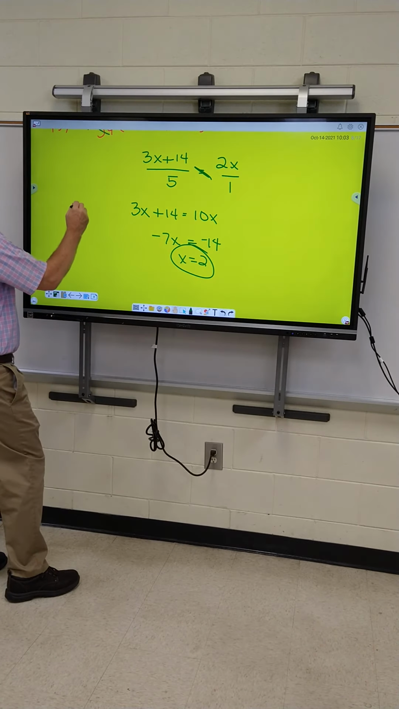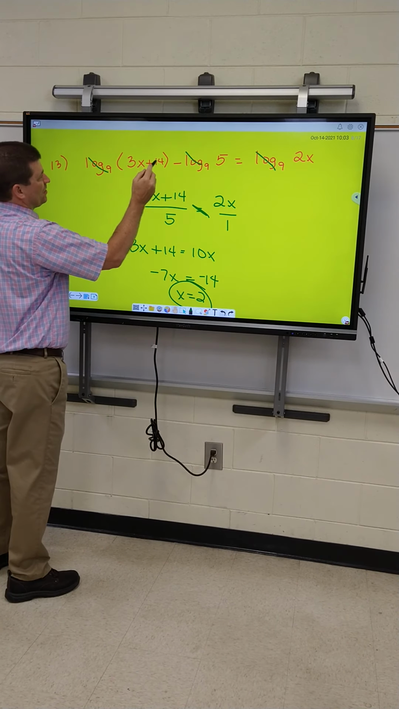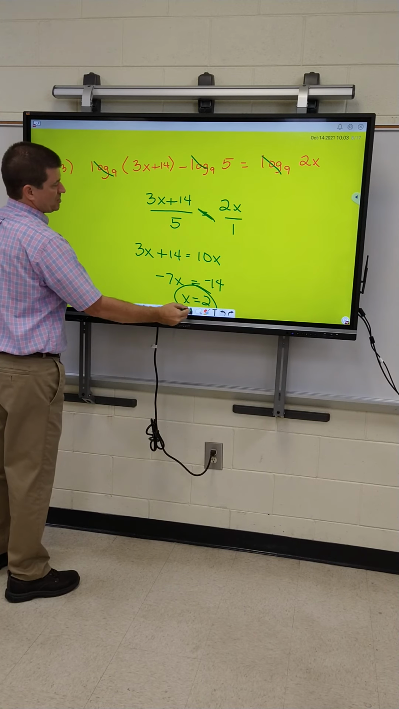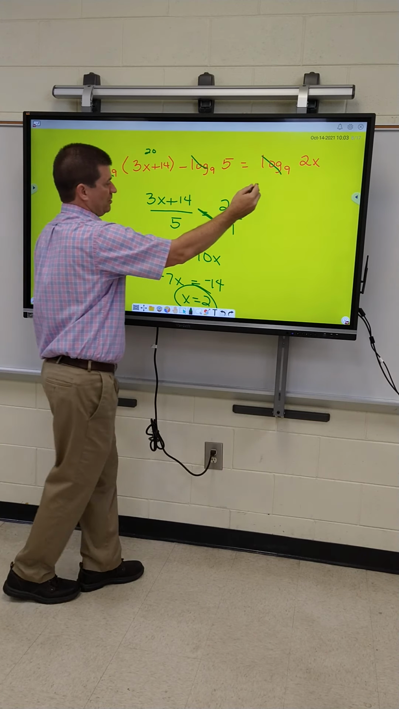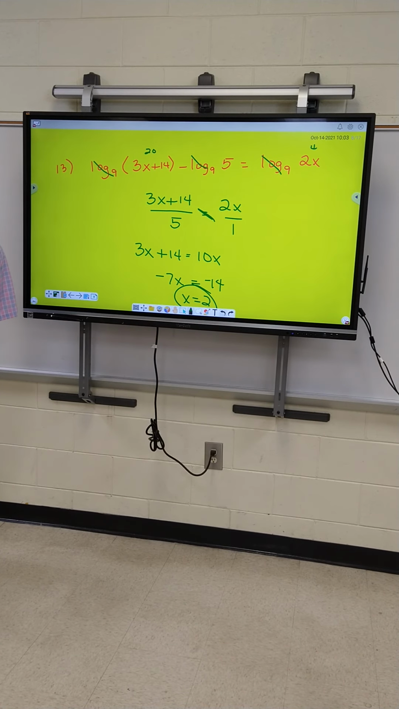All right, so now let's check that and see if it works. If I plug 2 right here, 6 plus 14 is 20. So that's okay there. If I plug 2 here, 2 times 2 is 4, it's okay there. So as long as it's not a negative when you plug it back in, you get to keep it. So the answer on 13 is 2.